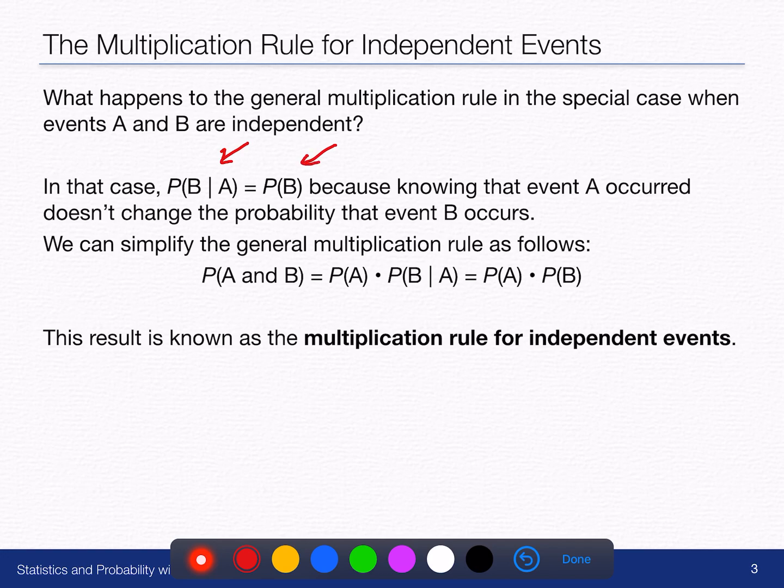If you think about it, event A occurring doesn't change the probability that event B occurs, thus the definition of independence. So in this case, the probability of B given A has no bearing on B, so it's the probability of B. We can simplify the general multiplication rule as follows. If you have an intersection, the probability of A and B, then you simply take the probability of A and multiply it by the probability of B given A. And what that ends up giving you is the probability of A times the probability of B. The result is known as the multiplication rule for independent events.